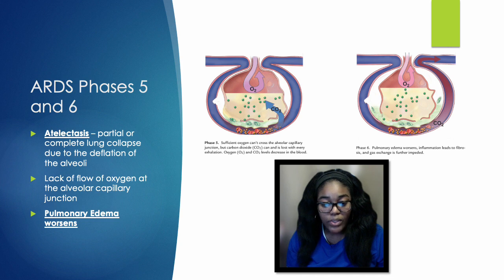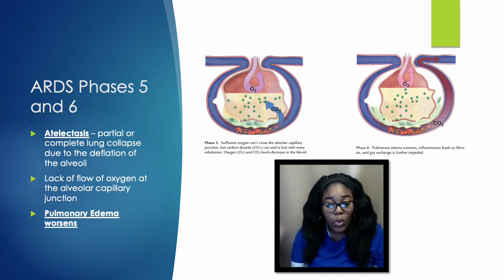Once we have that damage, we don't see sufficient oxygen getting to the alveolar capillary junction. So there is an underproduction of oxygen being able to get inside, and then we have an increase in CO2. It's not getting out because of this fluid. So again, we don't have that alveolar capillary exchange anymore. Oxygen is prevented from getting inside of the alveoli, and CO2 cannot get out of the alveolus. So now perfusion is affected as a result of this fluid accumulation in the lungs. And again, this is where we have pulmonary edema worsening.